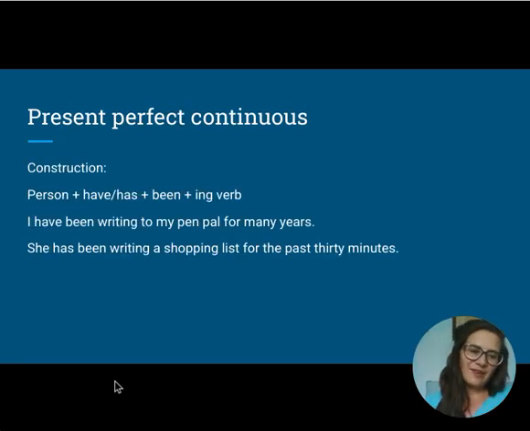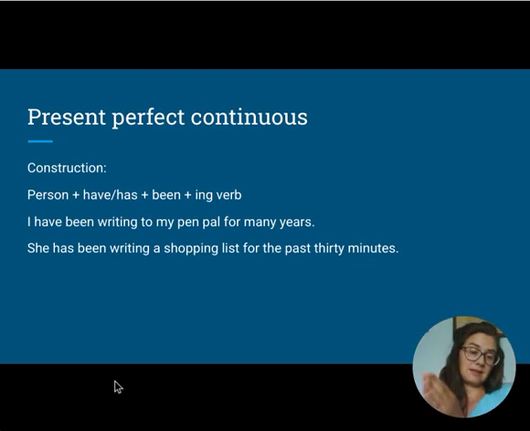Now we have another category called the present perfect continuous. Something is ongoing, okay, but it started in the past. So this is an interesting construction here. We have or has. We have the to be verb as a past participle, been. Okay, that is the past participle of the verb to be. And then you have an ing verb. This is the continuous or progressive verb.